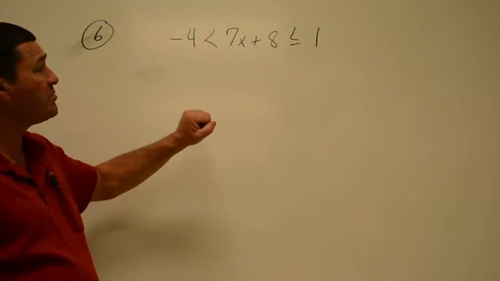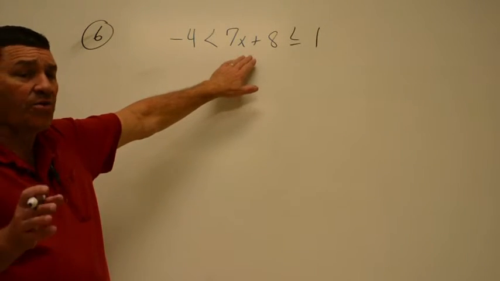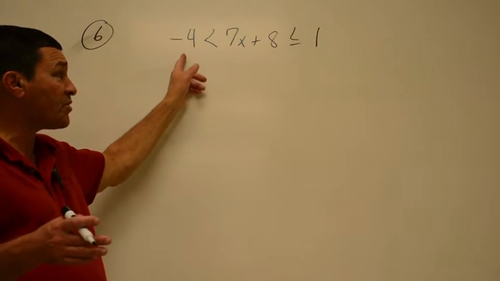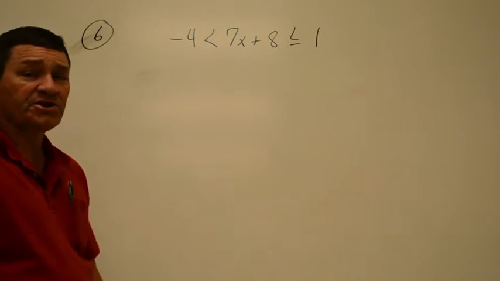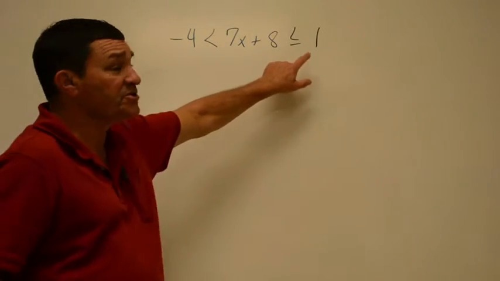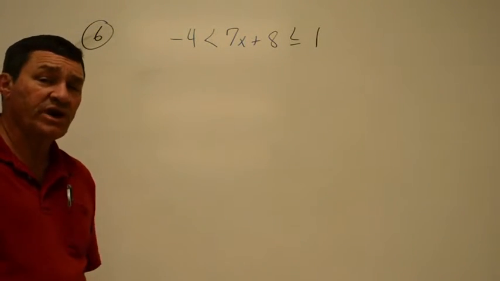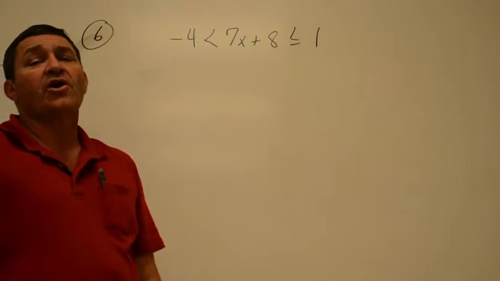I just want to know what numbers x will make this expression, 7x plus 8, always fall between -4 and 1, and it can even be equal to the 1. And all you do to solve it is think of it as a 3-sided equation. You have the left side, the middle, and the right side. And the same equation solving rules apply. Whatever you do to one side, you do to all 3 sides.